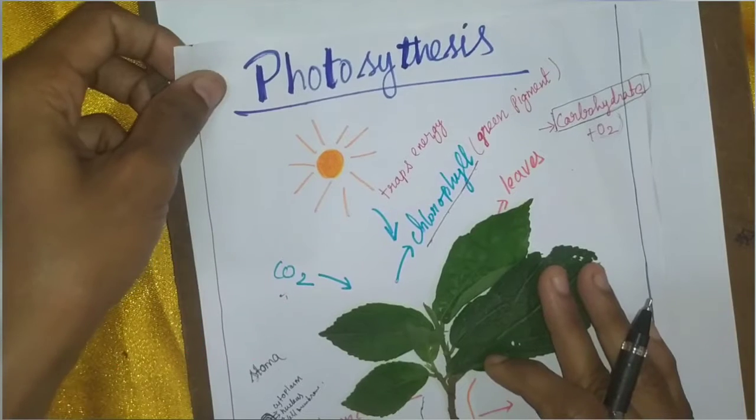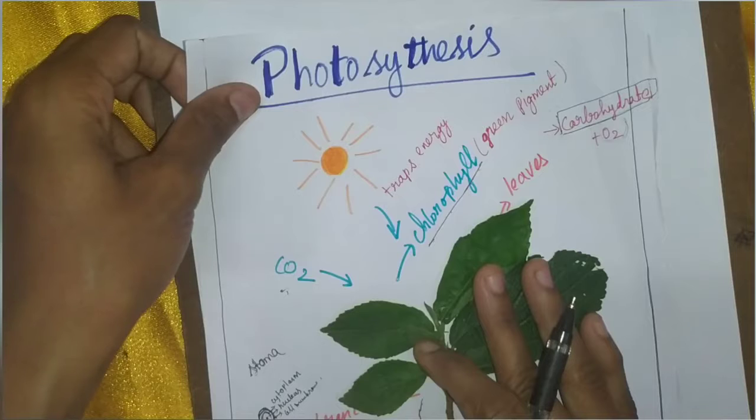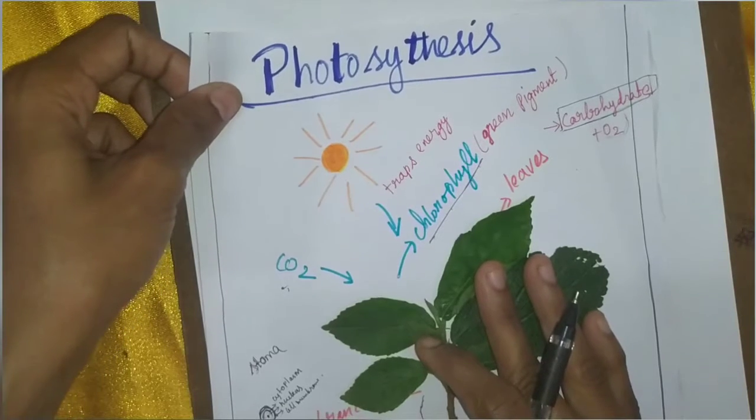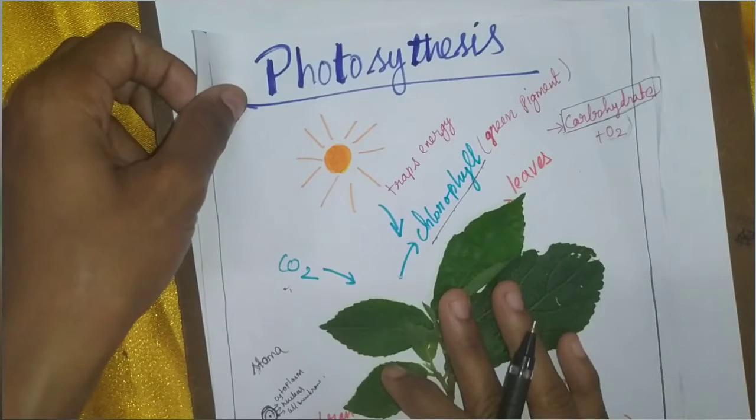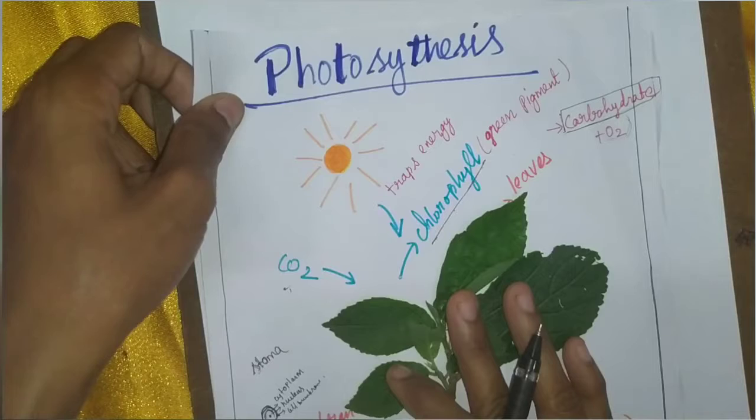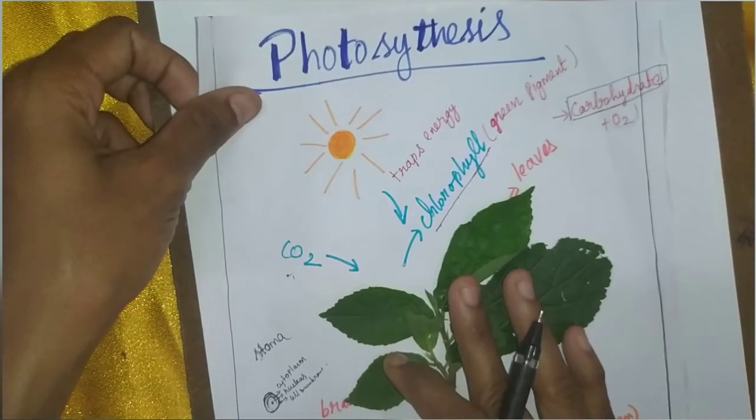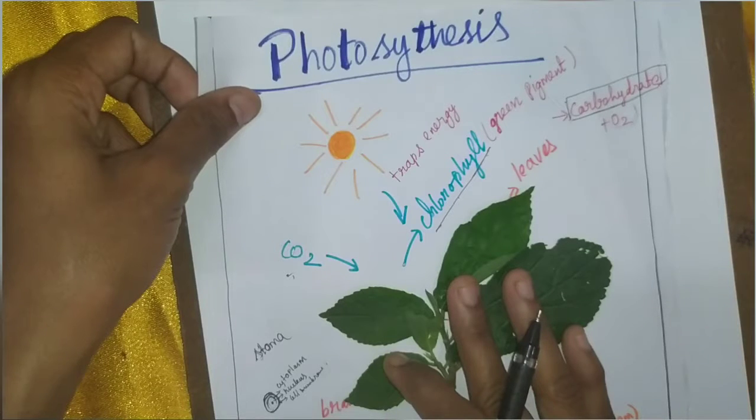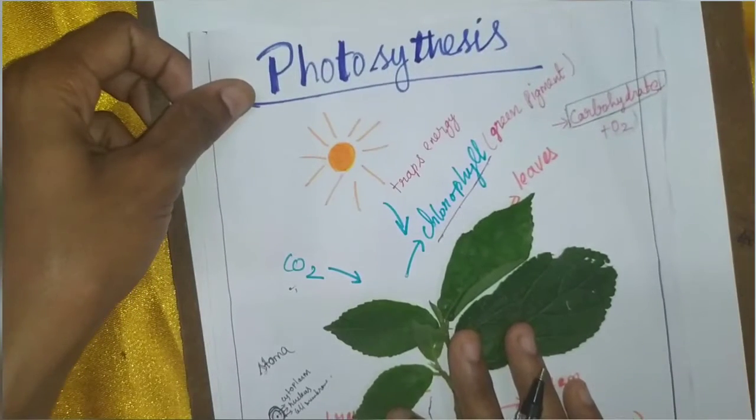Last video we studied about nutrition and types of nutrition. Nutrition is the mode of taking food by the organism and its utilization by the body. There are two types: autotrophic nutrition and heterotrophic nutrition. In autotrophic nutrition, organisms prepare their food by themselves and they are called autotrophs. In heterotrophic nutrition, organisms cannot prepare their food by themselves, they depend on other organisms, so they are called heterotrophs. This is what we studied in the last video.